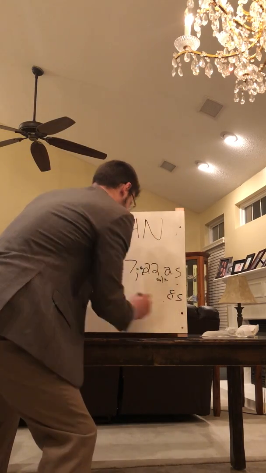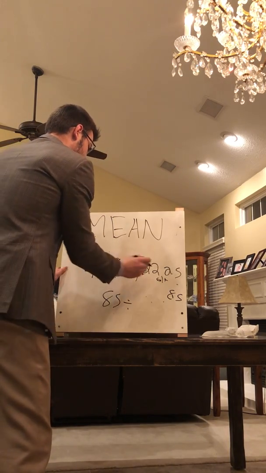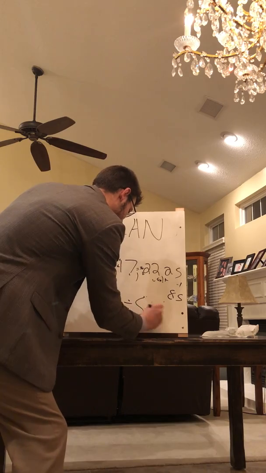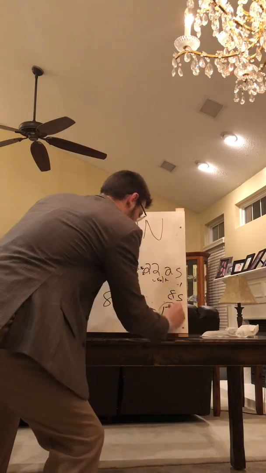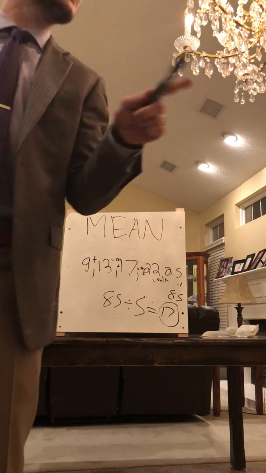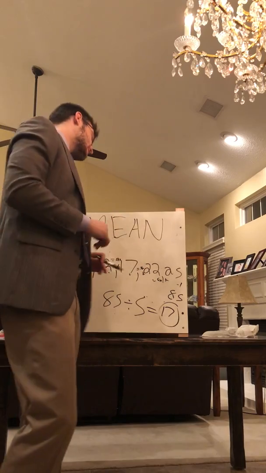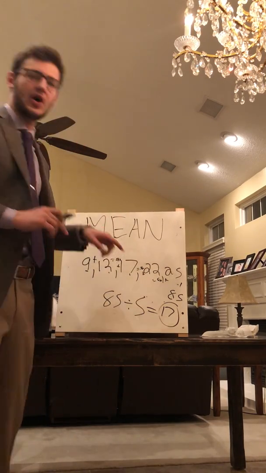That's right. So we take 85 divided by the total number. 1, 2, 3, 4, 5. 85 divided by 5 equals, shout it out, 17. That is correct. That's how it's done, class. I love it. Okay, so I think we're all good on mean.